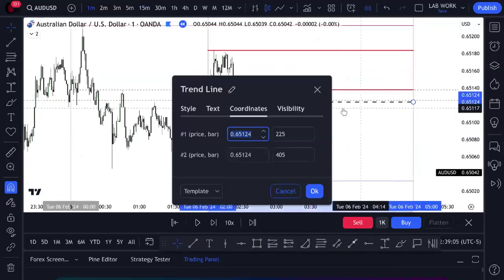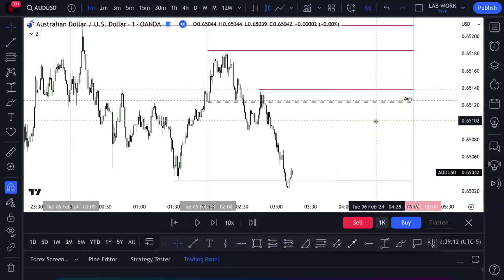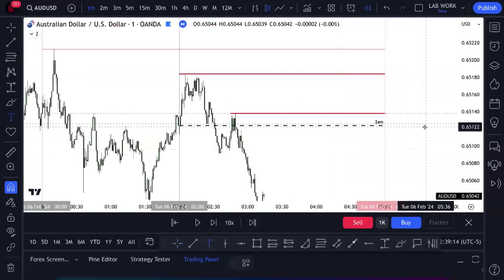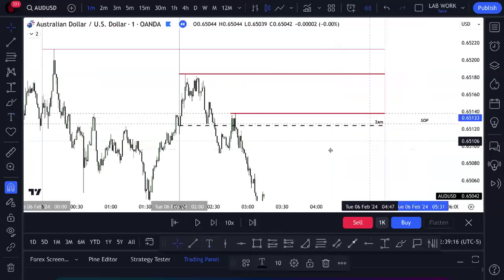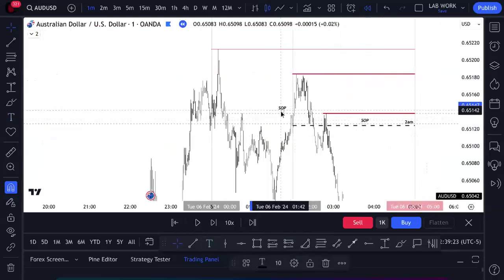So this is London open. Just write 2 a.m. open. 2 a.m. open. That's London open there. We have Sunday's opening price. This is here. SOP. And then we got midnight opening price, which is here. MOP.